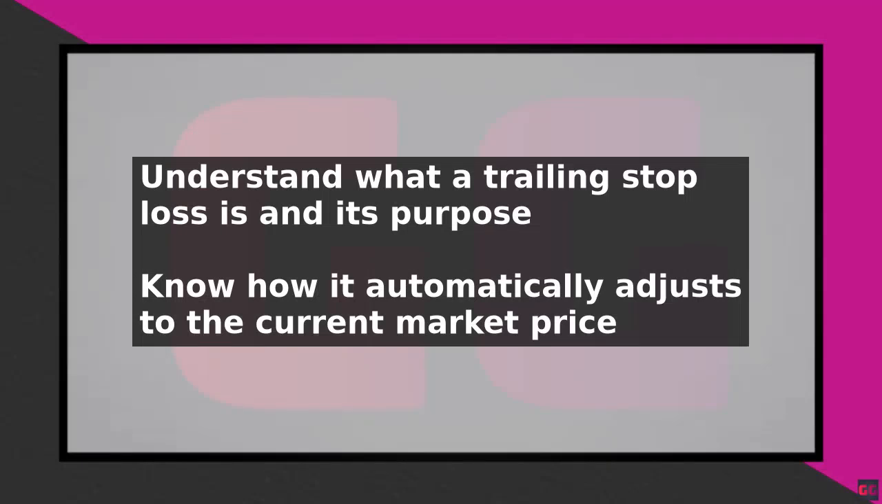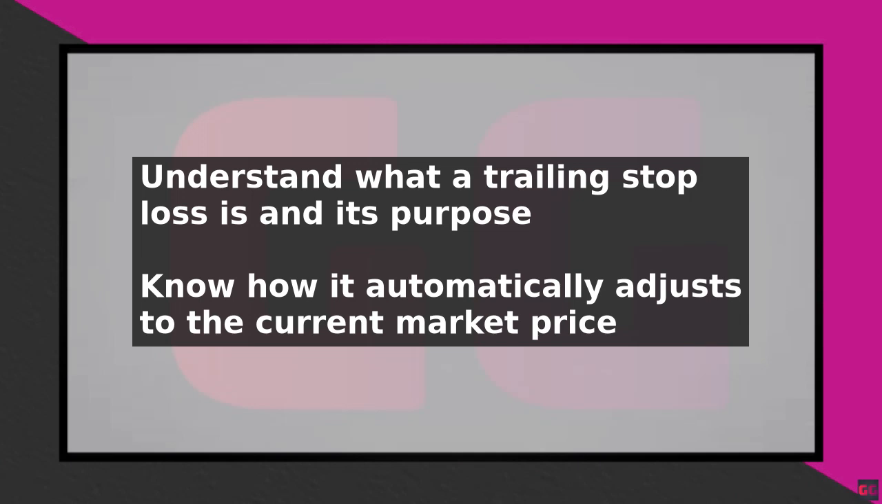To set a trailing stop loss on Robinhood options, start by understanding what a trailing stop loss is. A trailing stop loss is a type of stop loss order that automatically adjusts to the current market price of the underlying asset, based on a specified percentage or dollar amount. This allows you to lock in profits while limiting potential losses.